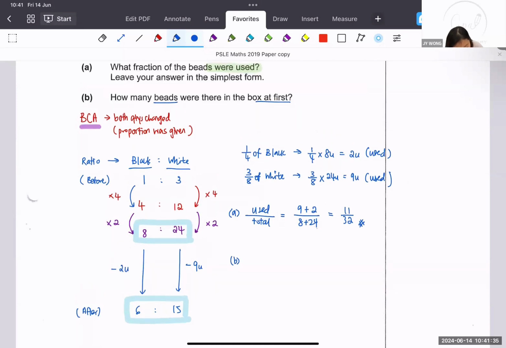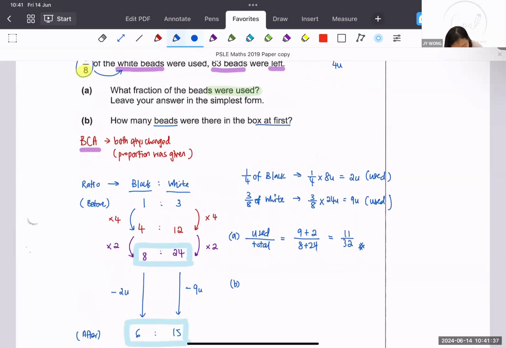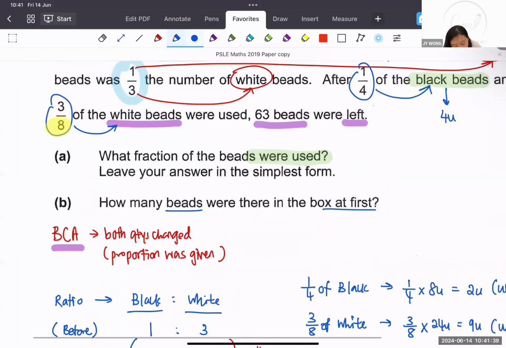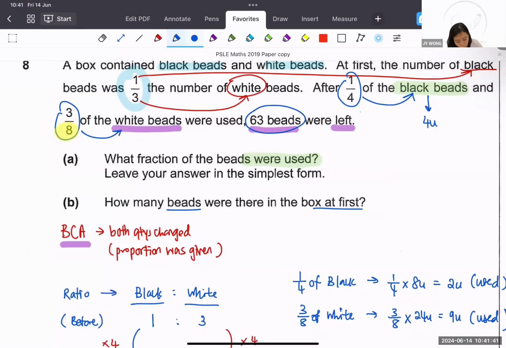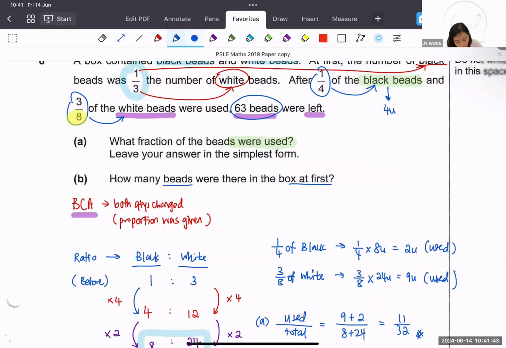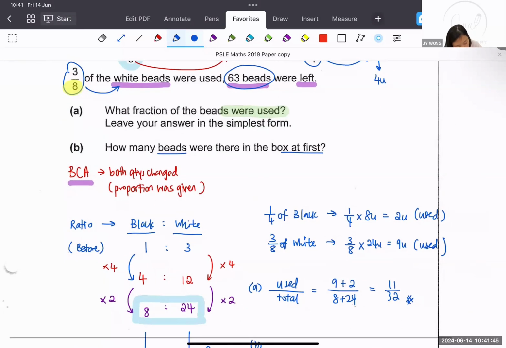So the only number that you're given is the 63 bits that were left. So you need to go and look at the after ratio. Okay, I will answer all the questions later after I finish going through, okay? Just give me some time.